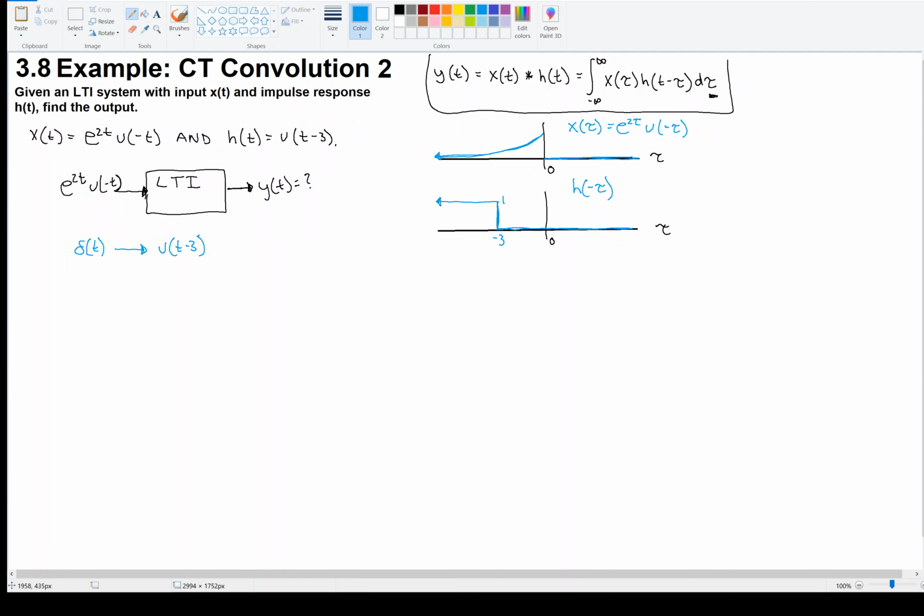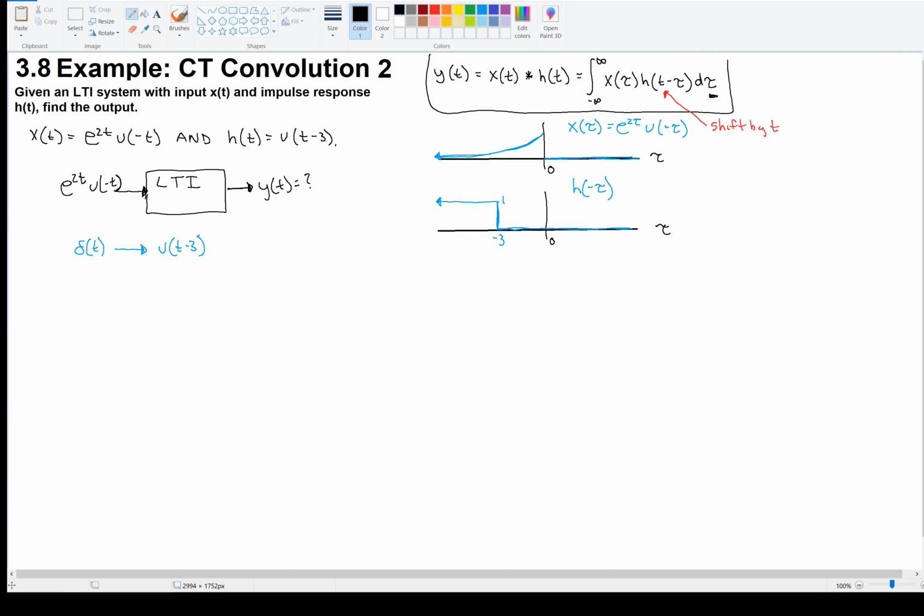All right, you should be pretty good with that. That's old stuff. Now, first, let's consider shifting h around by t, right? Because I don't have h of just minus tau, I have h of t minus tau. So we can look at this as a shift by t, right?